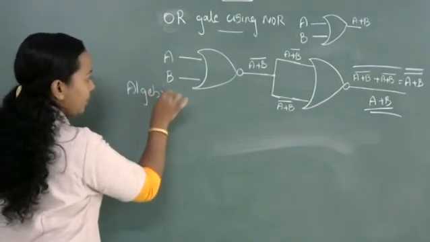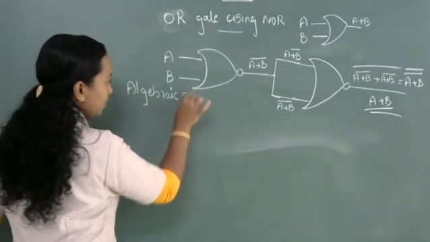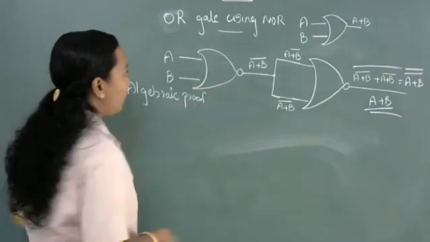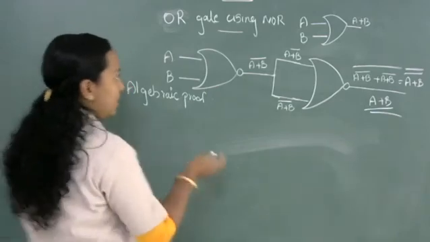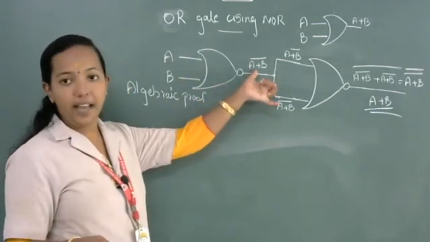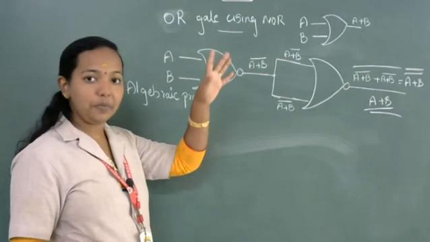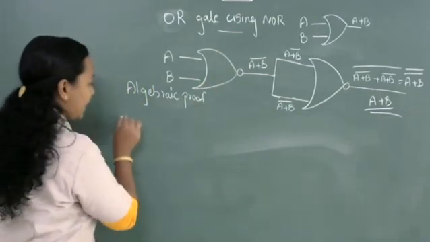Algebraic proof. Okay, according to the algebraic proof, what does the first statement indicate? What is this? A NOR B. (A + B) all complement means A NOR B. So we can write it like this.